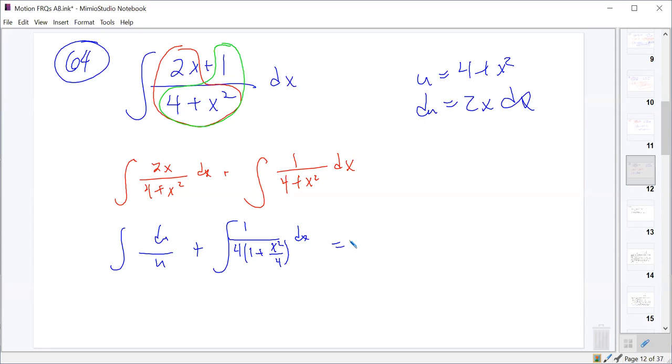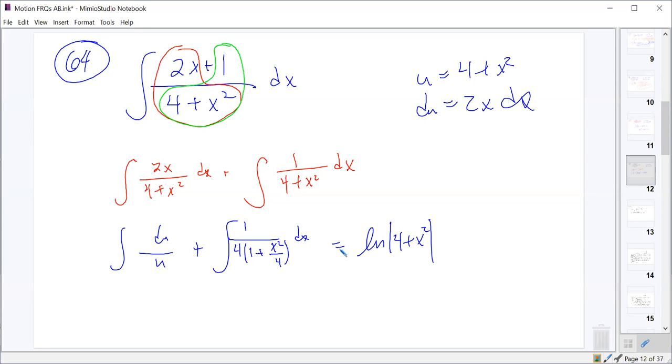Yes. All right. So now, first off, du over u is natural log absolute value 4 plus x squared. The absolute value is sort of redundant because 4 is positive and x squared is positive, so when you add them together you get positive. So you don't need the absolute value, and we'll get rid of it in a second.